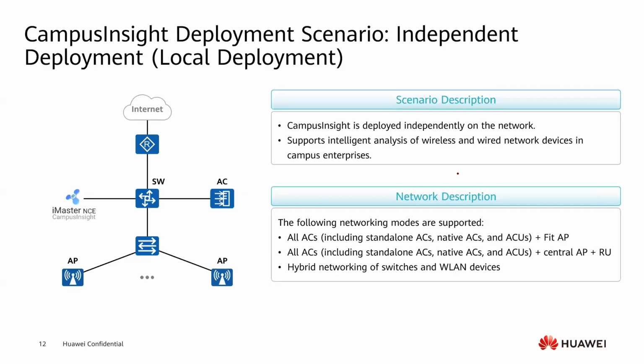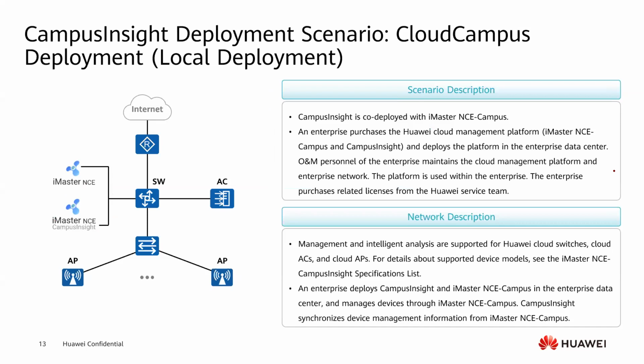And there are four modes for the CampusInsight to deploy. The first scenario is you can deploy the CampusInsight locally and independently. That means you just buy the CampusInsight and deploy it on your network, and use this CampusInsight to do the monitoring and the management of your networks.